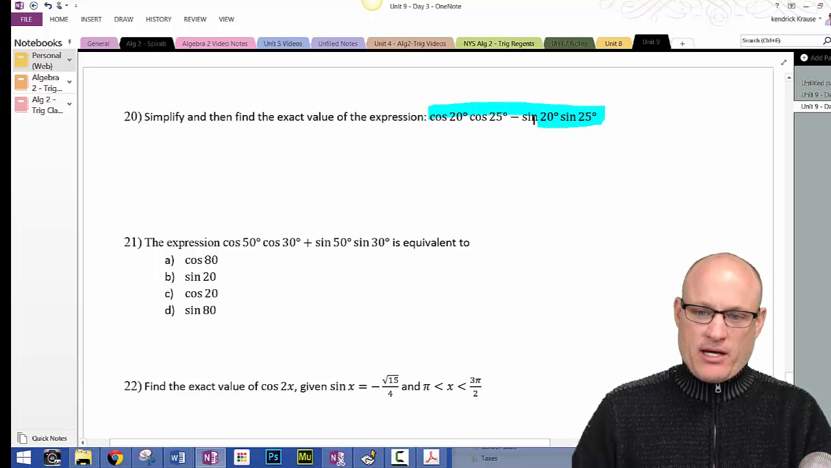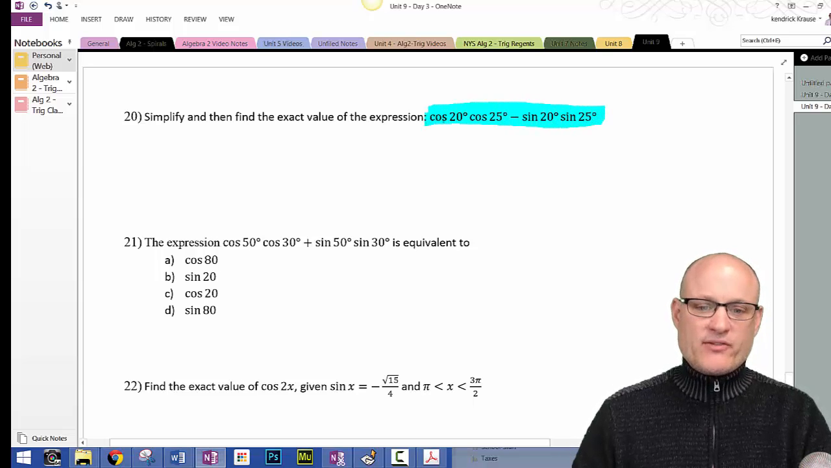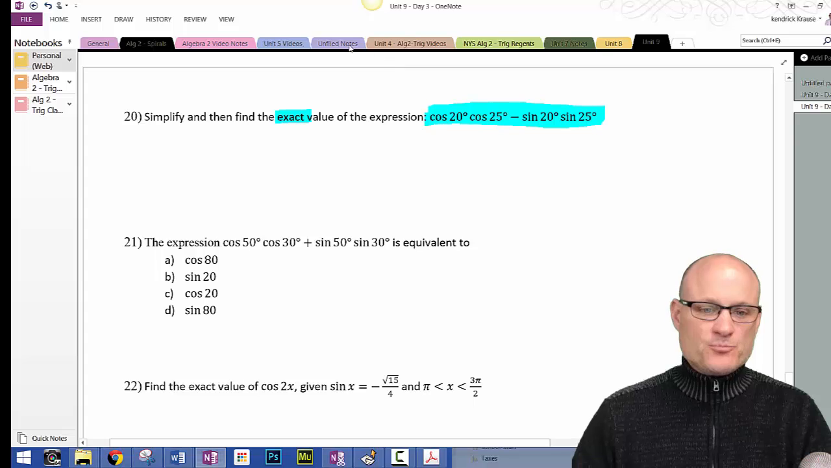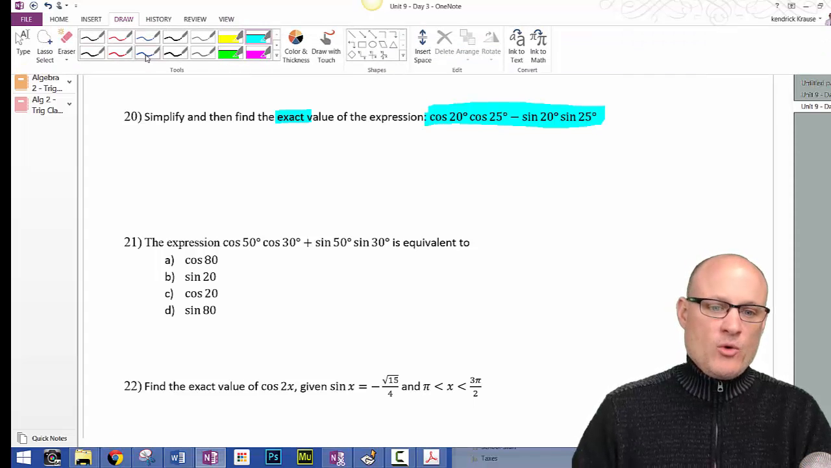This is my question. What does this equal? What is the exact value? Now, if you type that in your calculator, you will get garbage. You'll get 0.7071 is what you'll get. We don't want that. We want to figure out what this is equal to.